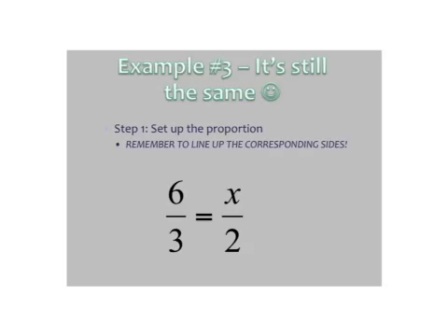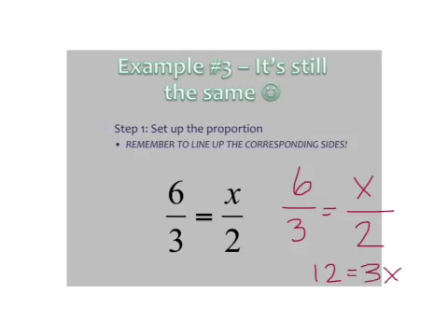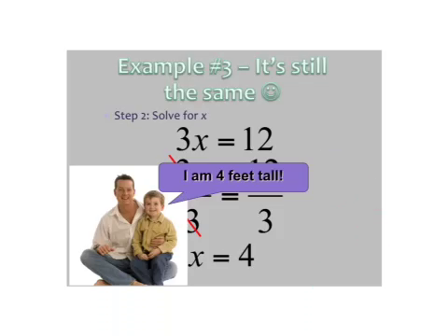If we set up our proportion, you'll have the height of the dad over the height of the son. The height of the dad over the base of the triangle. And then we don't know the height of the son, but we know the base of his triangle was 2. So then we'll cross multiply and solve. 6 times 2 is 12, and 3 times x is 3x. If you divide both sides by 3, x equals 4. So the son is 4 feet tall.